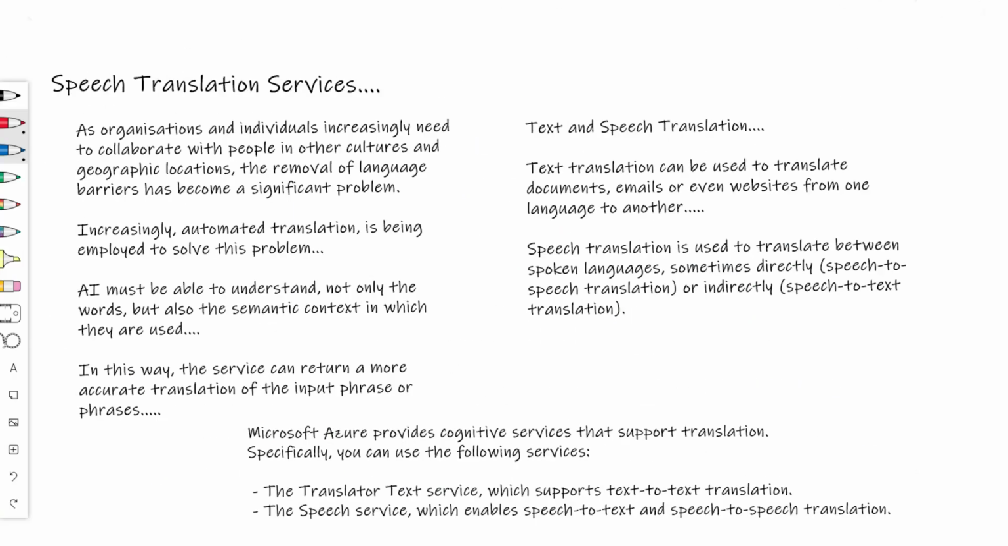Now, there is no denying that technology has connected the world and somehow made it feel smaller. But as we build new relationships and collaborate with people from other cultures and geographic locations, the removal of language barriers has become a significant problem. Increasingly, automation is being used to address this issue. But to be successful, AI needs to not only understand the words, but also the context in which they are used. Again, Azure addresses this in one of two ways: through text translation or speech translation, or perhaps sometimes both. Let's take a look.